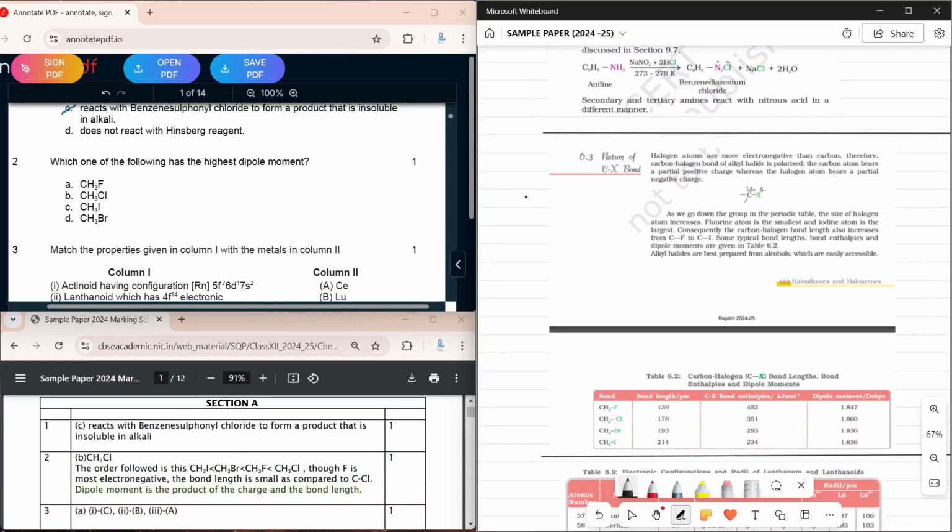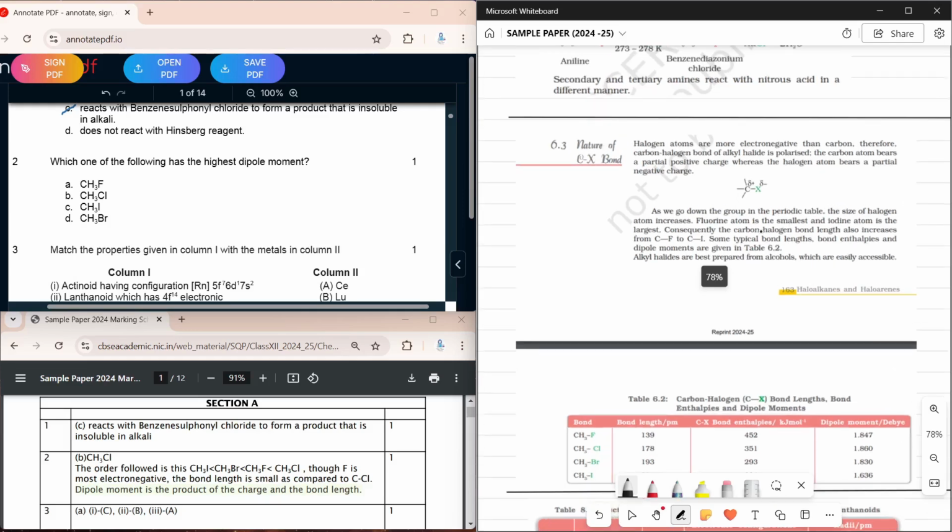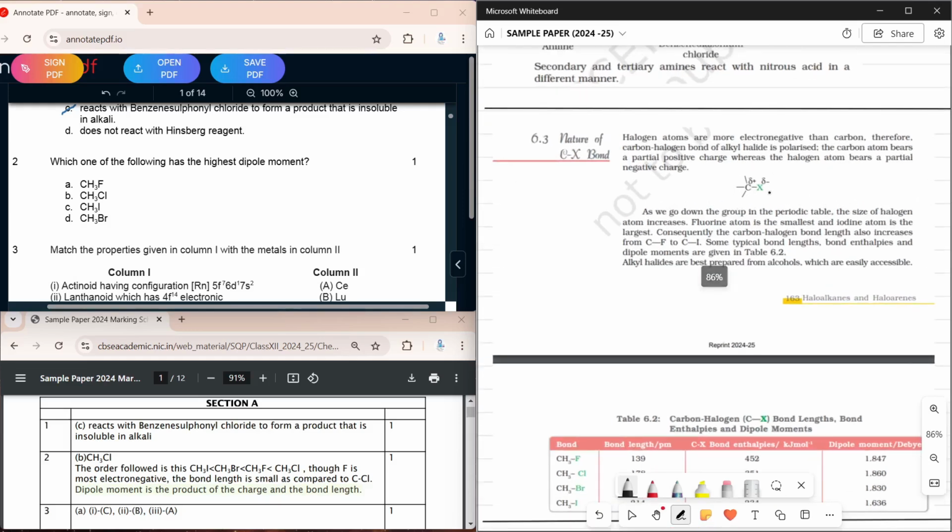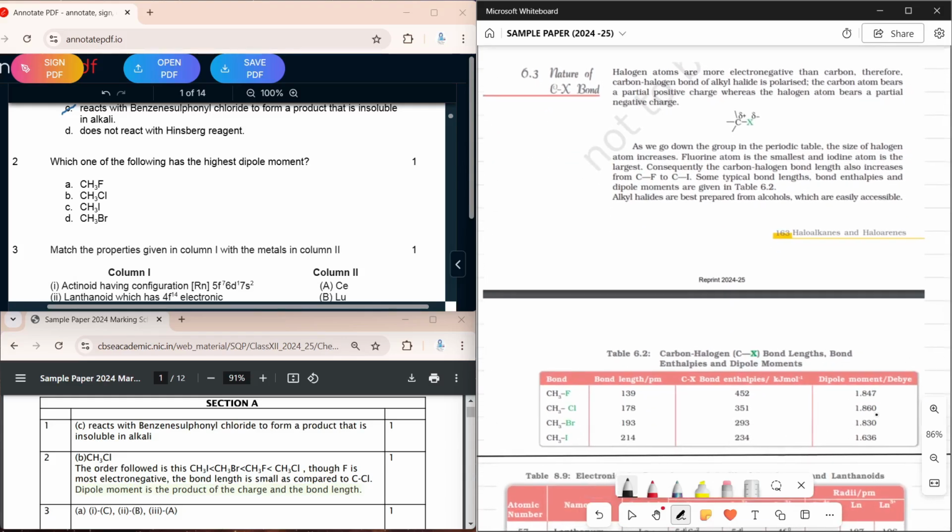Let's just go over it in brief. Basically, the carbon and halogen atom, this bond that's present has a dipole moment because of the difference in electronegativity. Carbon is less electronegative compared to our halogen atom. Because of that, you have a dipole moment happening because of the difference in electronegativities. Now, from this table, it's quite obvious what the answer is. It is CH3Cl with a dipole moment of 1.860.